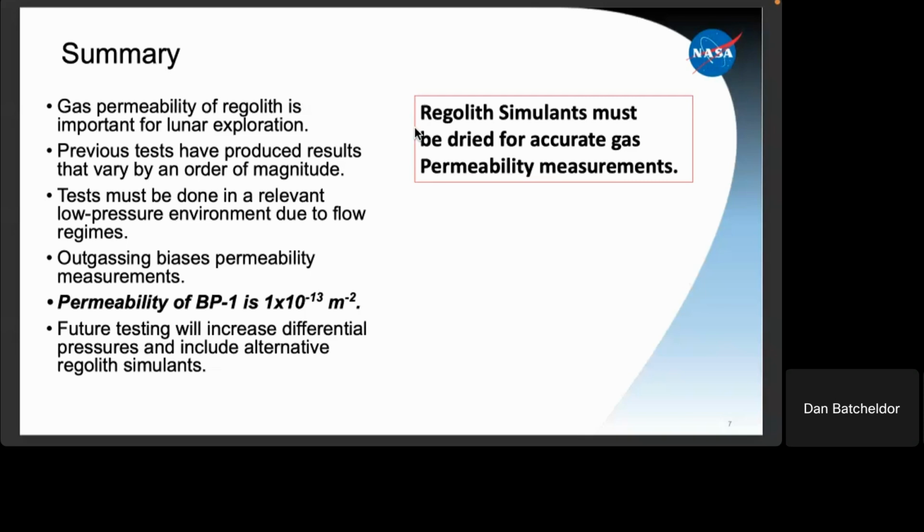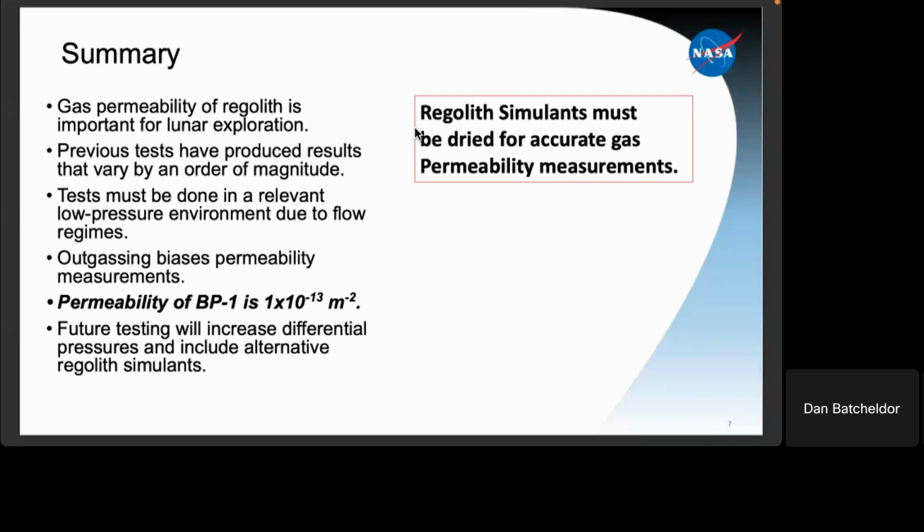But at this point, we are confident that the gas permeability of BP1 at low pressure is 10⁻13 meters squared. In the future, we're going to be increasing pressure differentials to be more representative of the pressure differentials we expect from a plume impingement onto the surface.